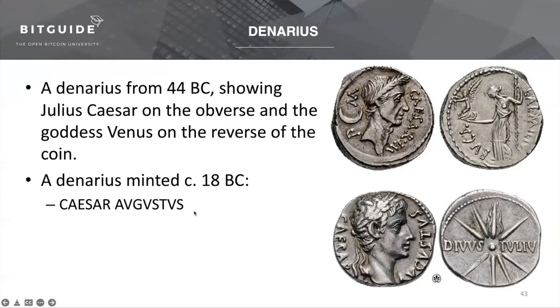So here are some images of denarii found over the ages. On top, you can see a denarius from 44 BC showing Julius Caesar on the obverse and the goddess Venus on the reverse. In the bottom, you see a coin minted in 18 BC with Caesar Augustus's image on it.